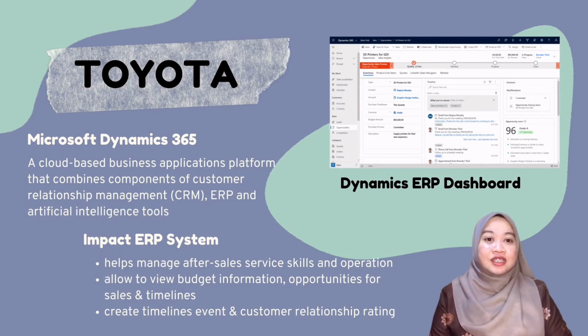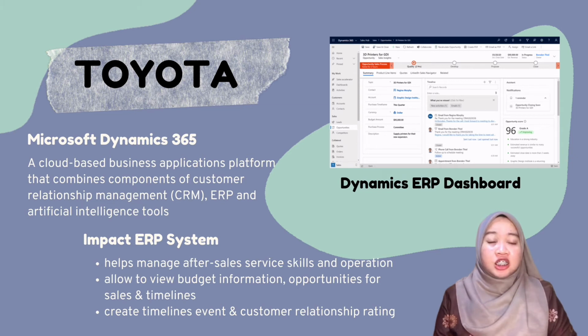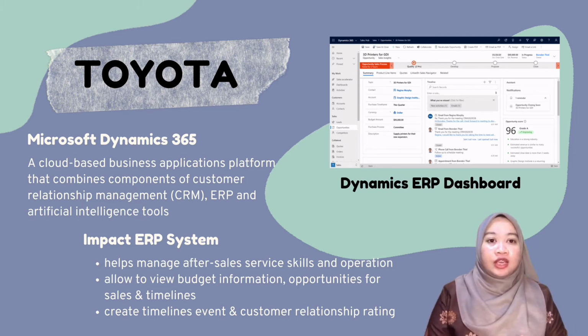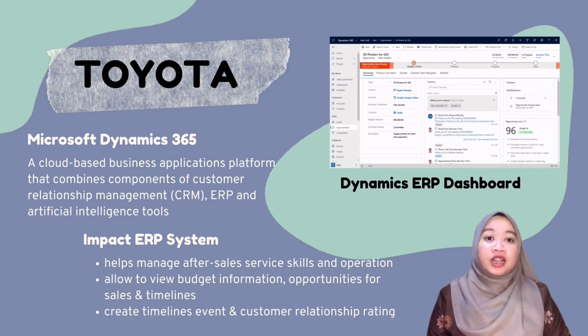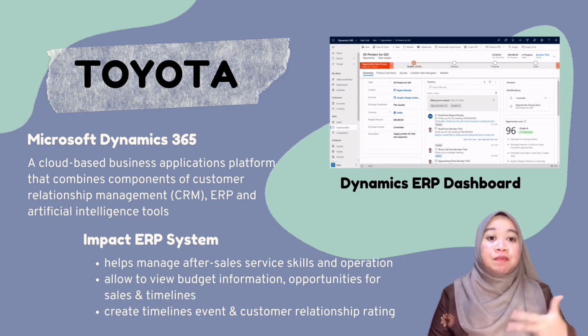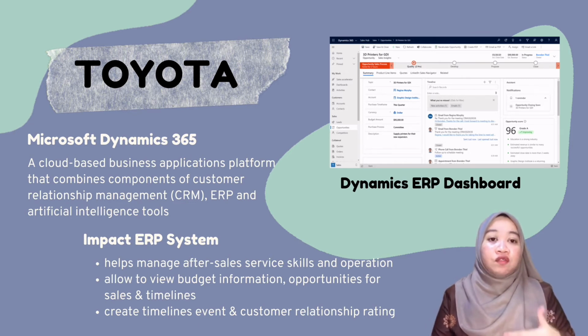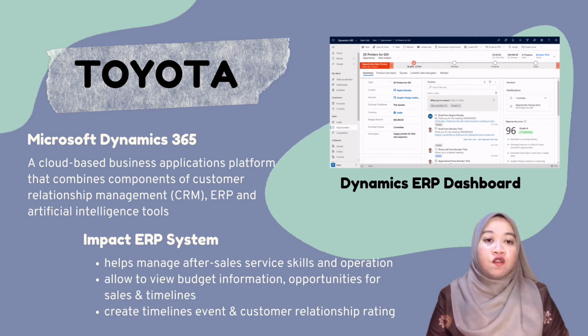The second company is Toyota. Toyota chose Microsoft Dynamics 365 in their daily operations. Microsoft Dynamics 365 is a cloud-based business application platform that combines components of CRM and ERP along with productivity applications and artificial intelligence tools. Microsoft Dynamics helps to manage the after-sales service skills and operations for distributors offering services for their products to customers all over the world.